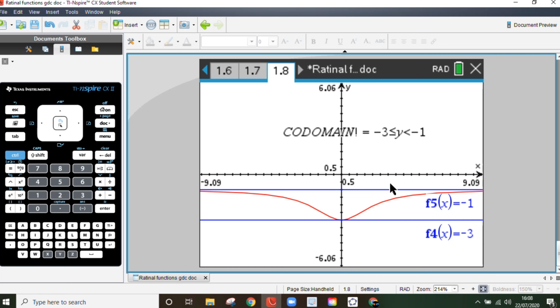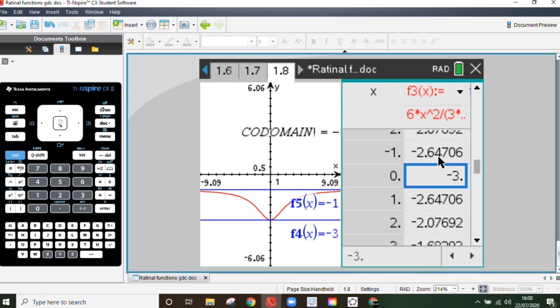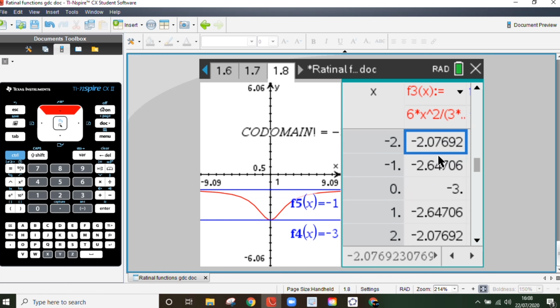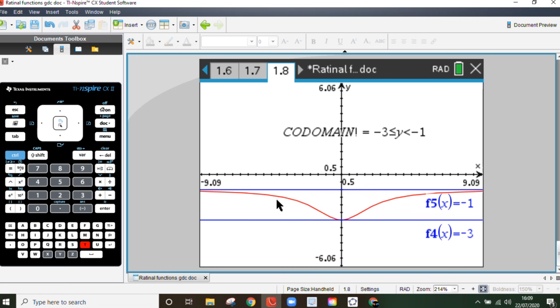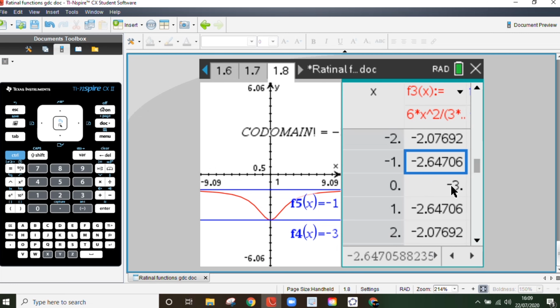So in the table you can see how y is equal to minus 3, and even from the graph you can see that. It is pretty visible that the entire graph lies between the asymptote y equals minus 1 and the minimum point y equals minus 3. To verify or to even find the codomain, the table can also be used. As at x equal to 0, the y is minus 3, which is the least value of y in the entire table for this function, and hence it is the minimum point.